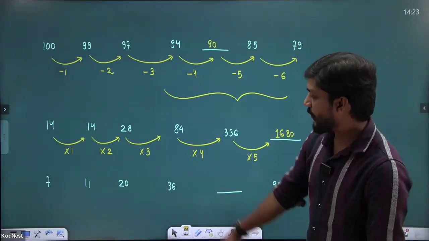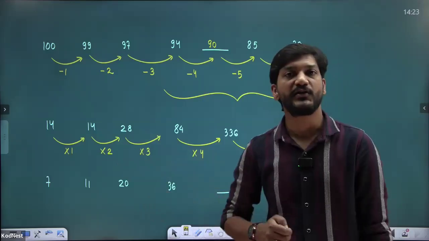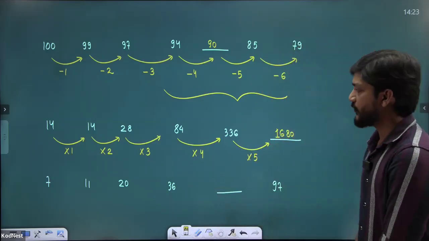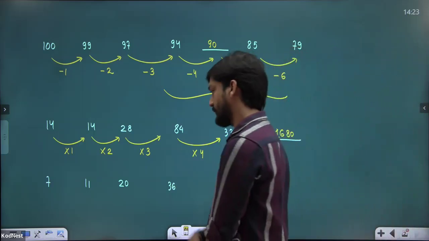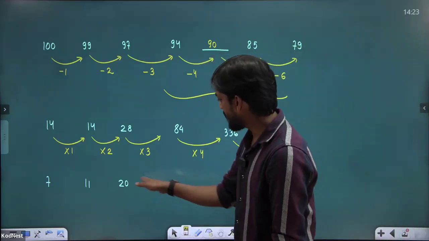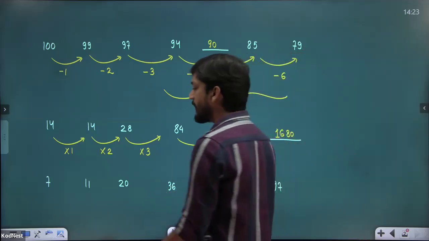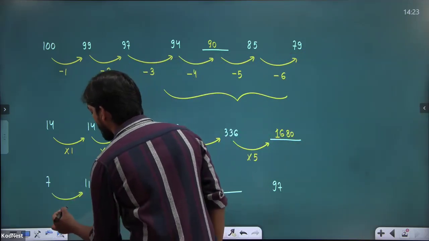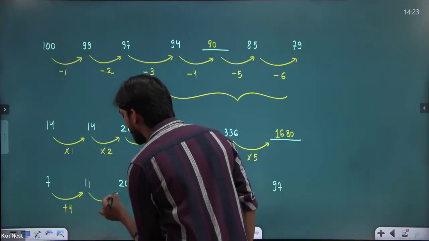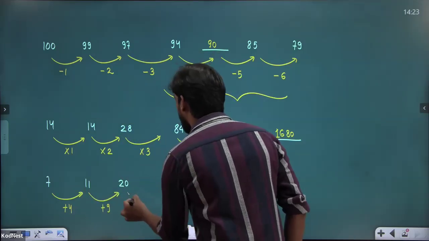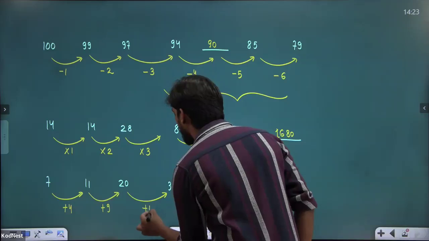All right. Now, once I come here, can I think addition, subtraction? Should I think addition, subtraction? Obviously, yes. Because the multiplication is not working out. So think addition. 7 plus 4, 11. 11 plus 9, please don't stop. 11 plus 9, 20. 20 plus 16, 36.